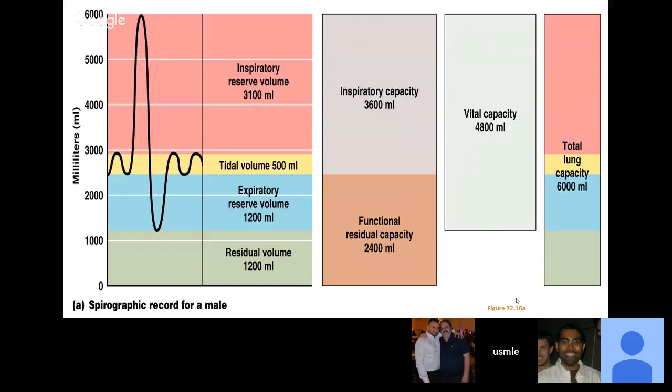So if you calculate those two, expiratory reserve plus residual, 1200 times 2 is going to be 2400. And same deal for inspiratory capacity: take the tidal volume plus the inspiratory reserve volume, 500 plus 3100, and you're going to find 3600. So different questions can come, such as calculating the tidal volume. Remember, the tidal volume should normally always be the same, but sometimes it can vary.